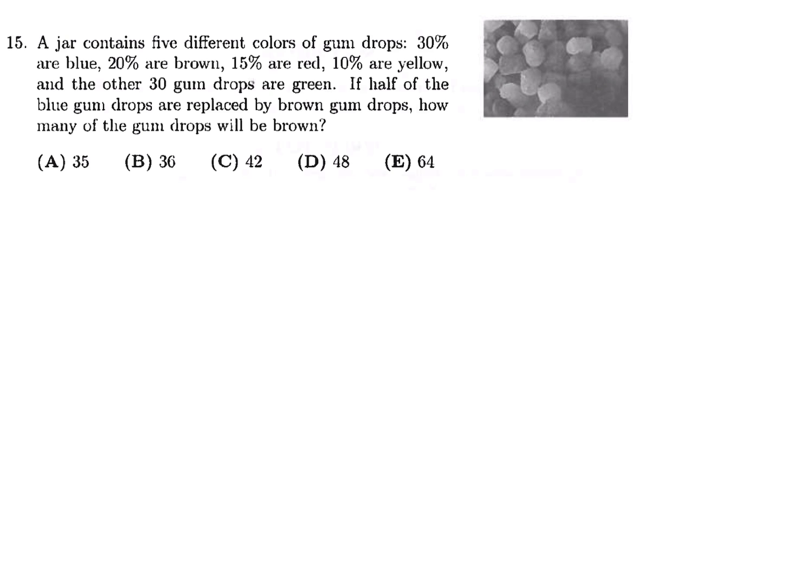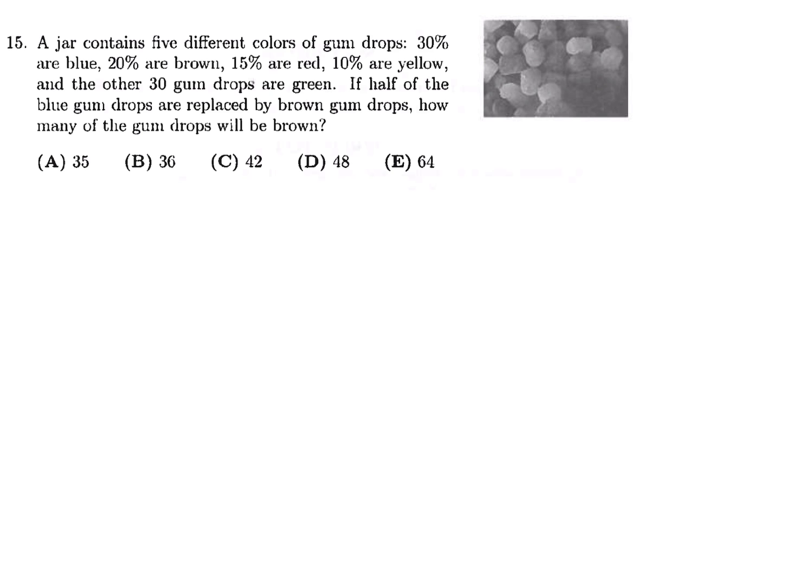A jar contains 5 different colors of gumdrops. 30% are blue, 20% are brown, 15% are red, 10% are yellow, and the other 30 gumdrops are green. If half of the blue gumdrops are replaced by brown gumdrops, how many of the gumdrops will be brown? Oh boy.